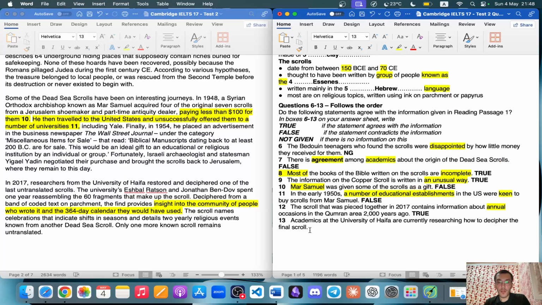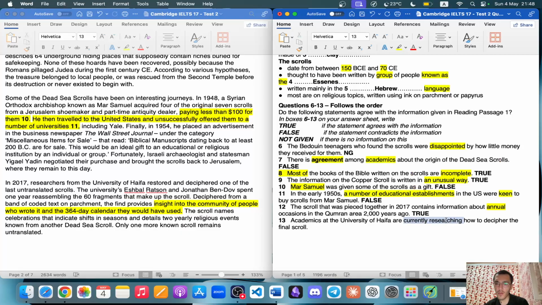So the academics of the University of Haifa are currently researching how to decipher the finest scroll. Decipher means to understand and to differentiate it. The scroll names celebrations that indicate shifts in seasons and details 2 yearly religious events known from another Dead Sea Scroll. Only one more known scroll remains untranslated. So academics and universities are currently researching.